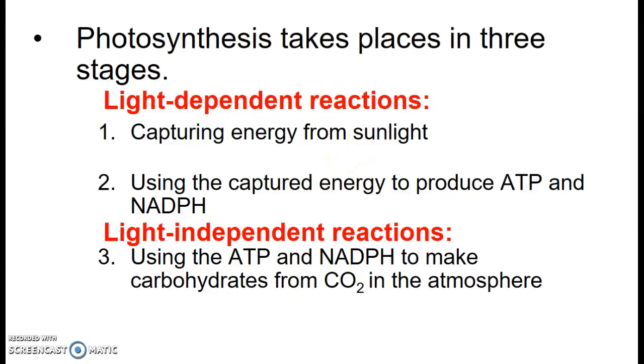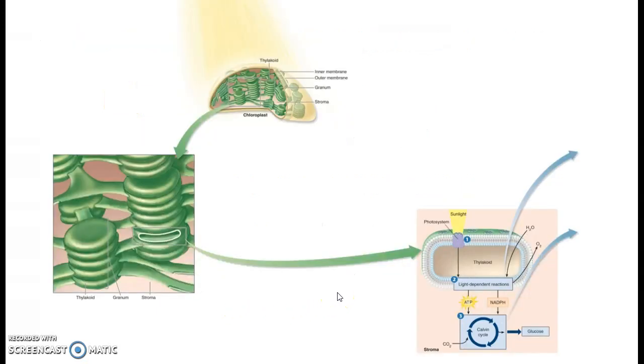And so there are actually three stages of photosynthesis. The first two stages are part of the light-dependent reactions. The first one is capturing the sun's energy. The second one is using that energy in order to generate ATP and NADPH. And then the light-independent reactions is where the Calvin cycle uses ATP and NADPH to drive the process of making carbohydrates or glucose from atmospheric carbon dioxide.